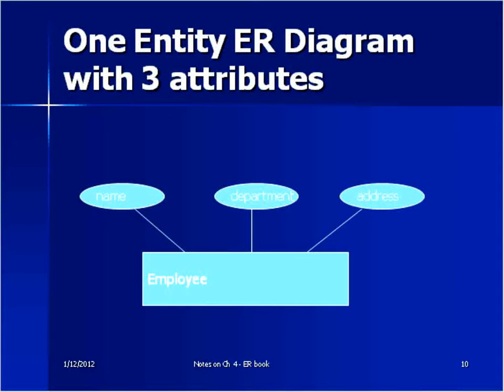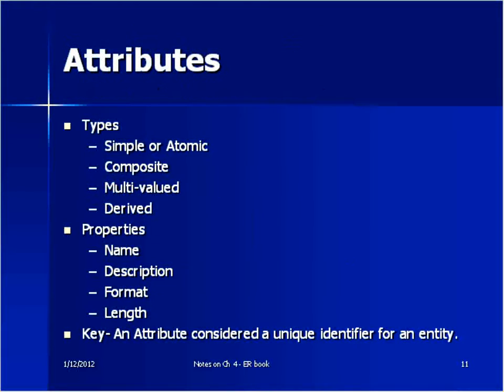Looking at slide 10 now, we have an entity called employee, which has three attributes: name, department, and address. Notice that the entity is in a rectangle, the attributes are in ovals, and there's a line connecting an entity to an attribute. So that's how you know that that attribute belongs to that entity.